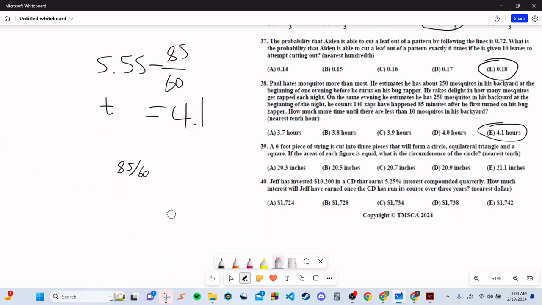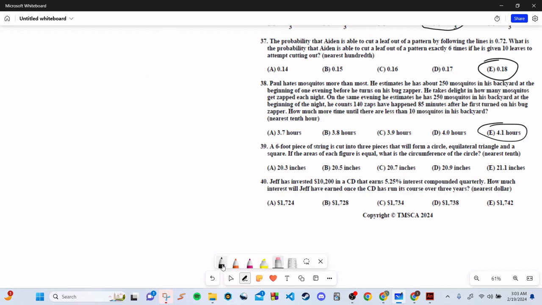Alright, so moving on to the next question, question 39, geometry one. So a 6-foot piece of string is cut into 3 pieces that will form a circle, equilateral triangle, and a square. The areas of each figure are equal. We want to know what the circumference of the circle will be.